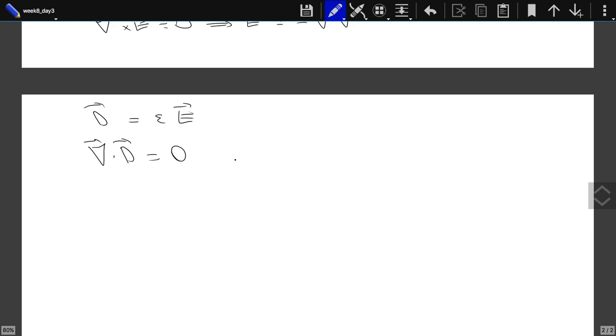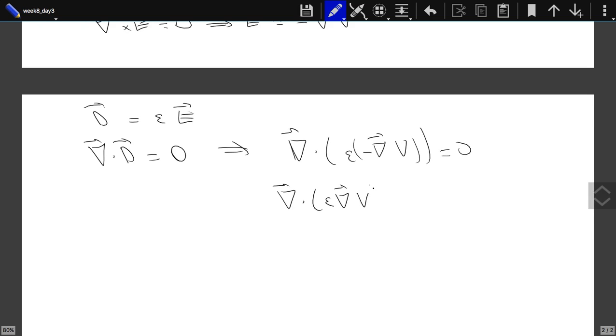Well, I also know that the displacement field is epsilon times E. So the divergence of epsilon times minus the gradient of V is equal to 0, or the divergence of epsilon times the gradient of V is equal to 0. Well, still this doesn't tell me that the potential satisfies the Laplace's equation. In fact, since there are bound charges, the potential does not satisfy the Laplace's equation everywhere.